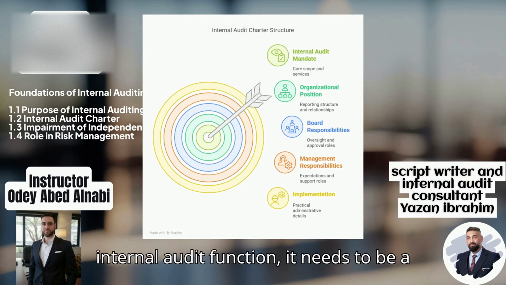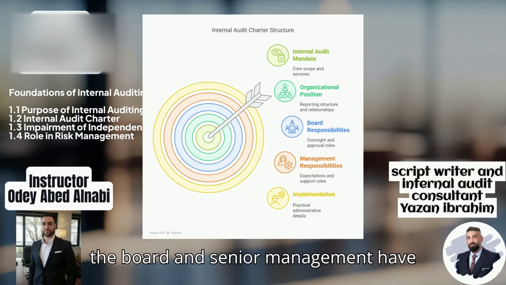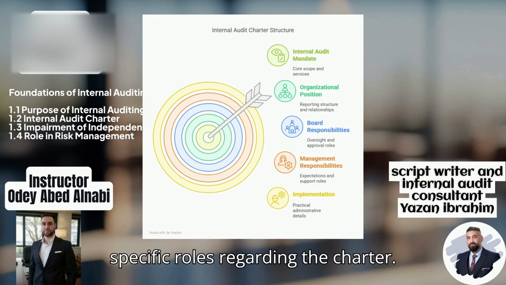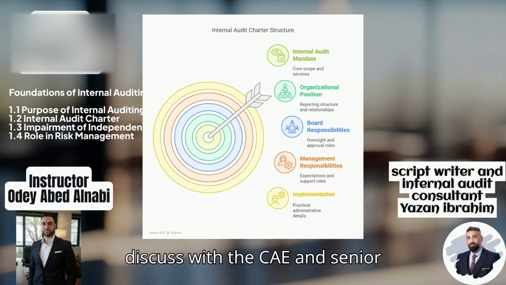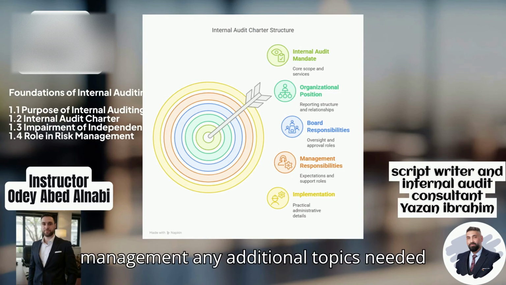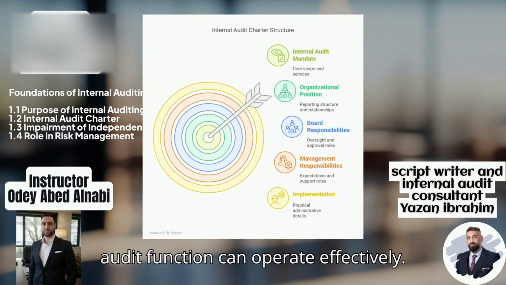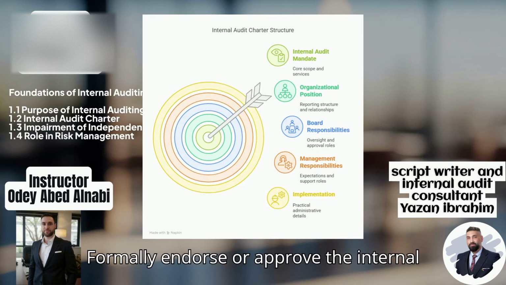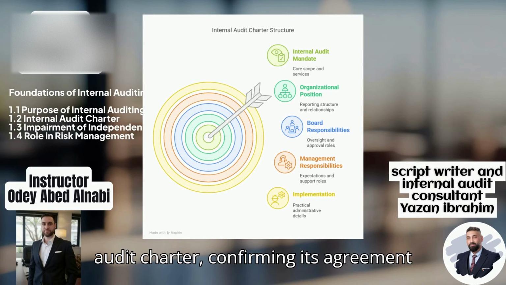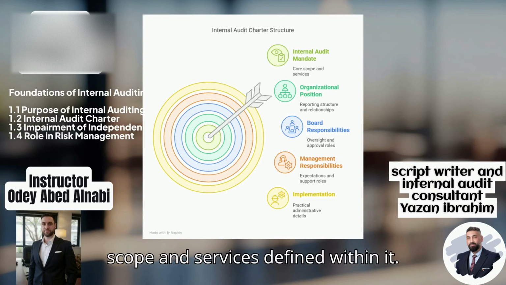Regarding the internal audit function, it needs to be a shared agreement. Again, the board and senior management have specific roles regarding the charter. The board must discuss with the CAE and senior management any additional topics needed in the charter to ensure the internal audit function can operate effectively. Formally endorse or approve the internal audit charter, confirming its agreement with the purpose, mandate, scope, and services defined within it.